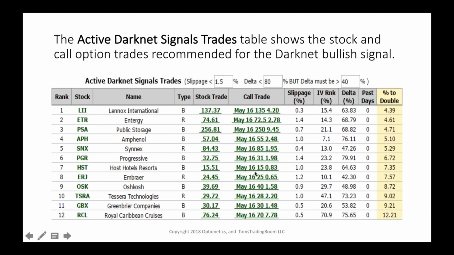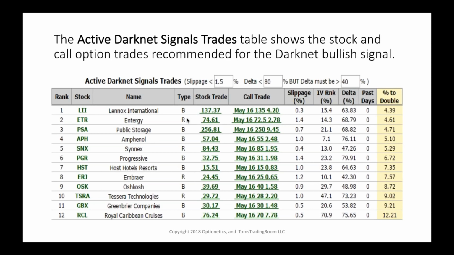When I bring up active DarkNet signals, I'm going to see all the stocks that have met a DarkNet signal. And I'm going to have one of three particular types. I'm going to have a B, which is a buy. I'm going to have an R, which is a rebuy. And then rarely, but every once in a while, I get an A, which is an add-on. So buy is the first signal, rebuy would be a second signal in the same stock, and an add-on would be a third.